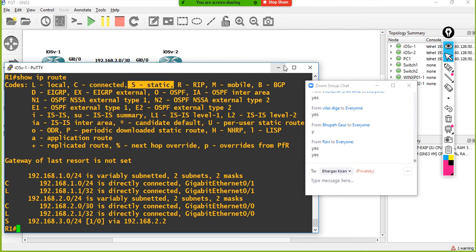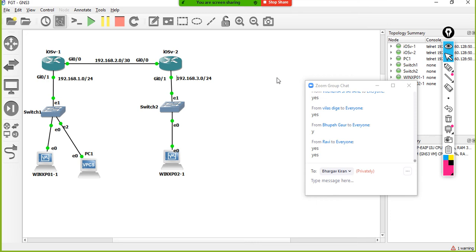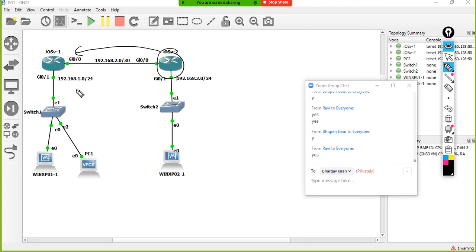Now I have a big question for you guys. Do we need to write a route here again, in router 2? Yes or no? Why? I have written the route here. No, why should I write there? I have already written a route, man, in router 1. Then why should I write here?